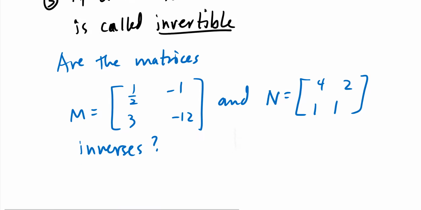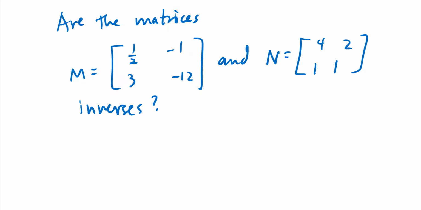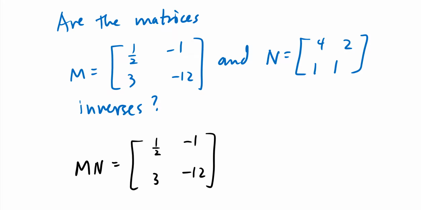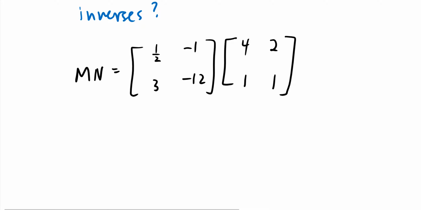So they're not asking us yet to find the inverse of a matrix. They're just asking us if they are inverses of each other or not. So how do we do this? We try to multiply M times N: 1/2, 3, -1, -12 times 4, 1, 2, 1. We need to multiply them and verify if MN equals I, the identity matrix, and NM equals I or not.